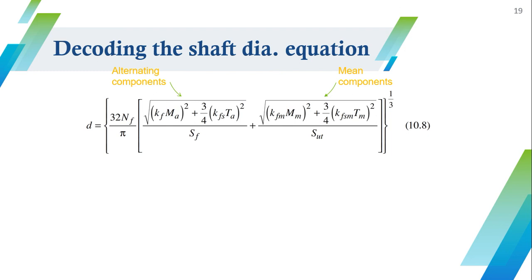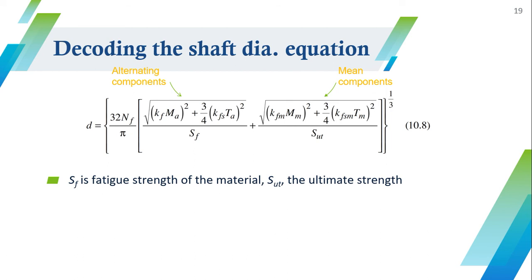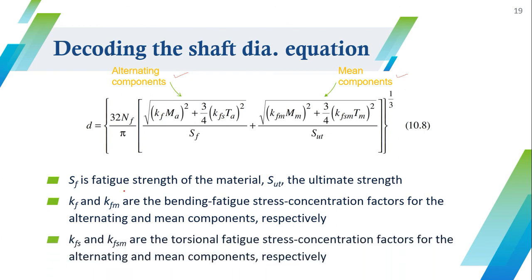Okay, so this is kind of the same, decoding the expression that I explained earlier. Here we have all the alternating components. Here we have all the mean components. SF and SUT you know already. Then you have these factors KF, KFM, KFS, KFSM. These are four factors, and I have explained earlier what these mean. These two are bending fatigue stress concentration factors, and the other two are torsional fatigue stress concentration factors.